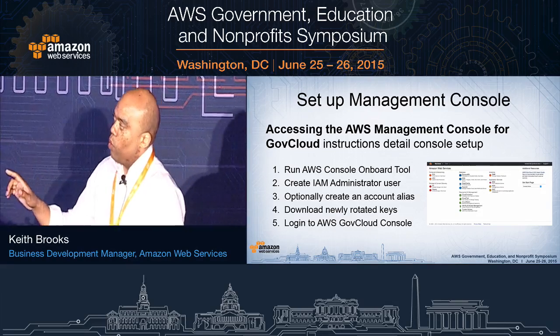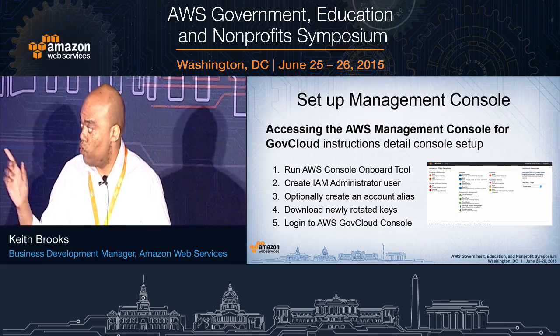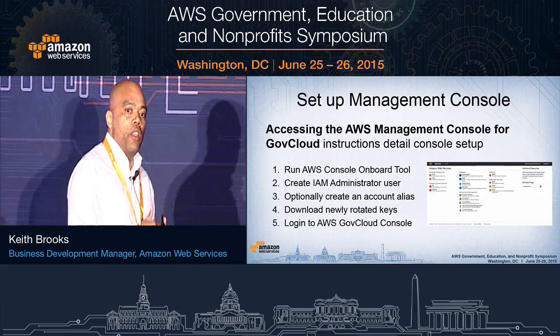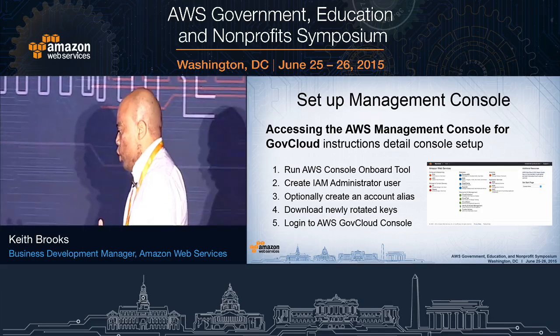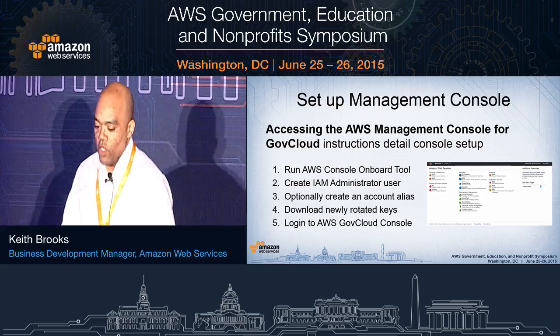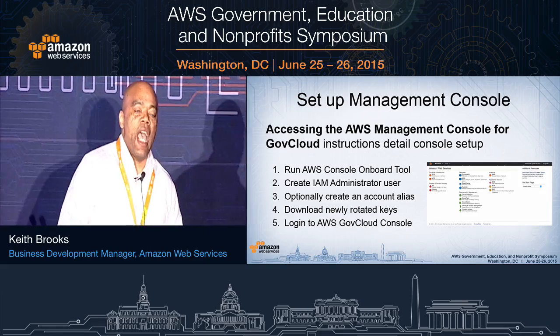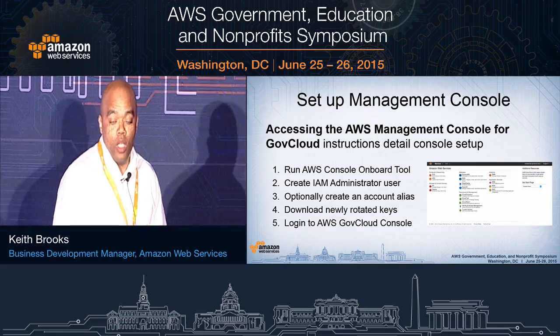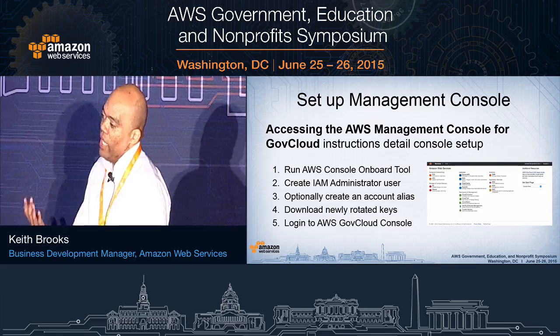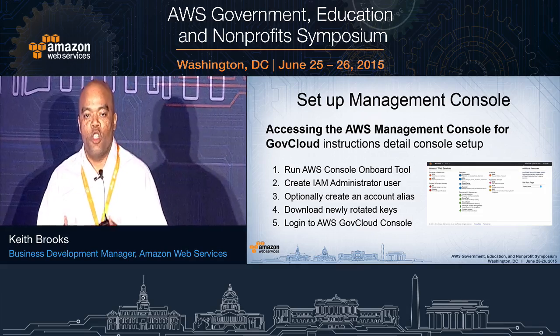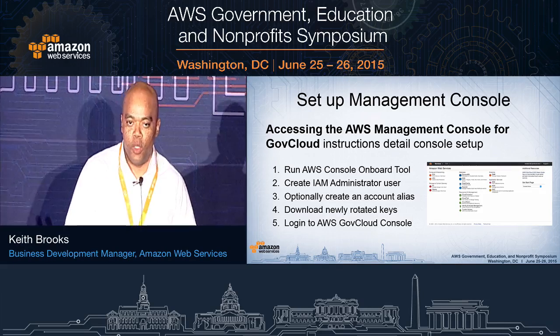When you download the onboard tool and you walk through these instructions, it will actually set up the GovCloud console for your account, right? So you're going to run the onboard tool. It's going to walk you through a few steps. You're going to create an IAM administrator role for your account. It's also going to allow you to create an account alias for your GovCloud account, which is just another way to refer to your account when you want to log into it.